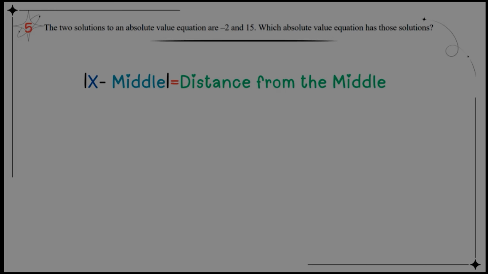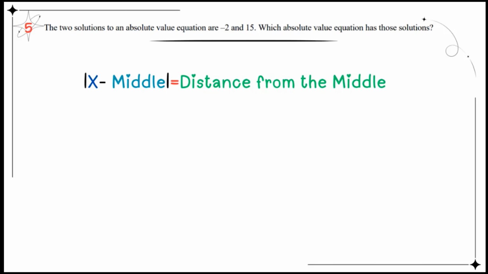Next question. Question number 5. The two solutions to an absolute value equation are negative 2 and 15. Which absolute value equation has those solutions? Okay, like we said, we should write this first. After that, we write absolute x minus. We need the middle. Okay, you can draw a number line or you can use the average. But average here is easier.